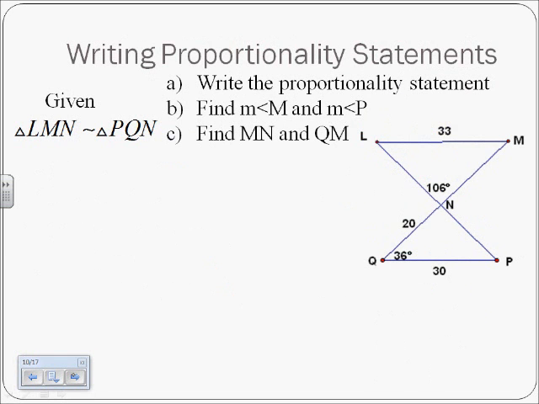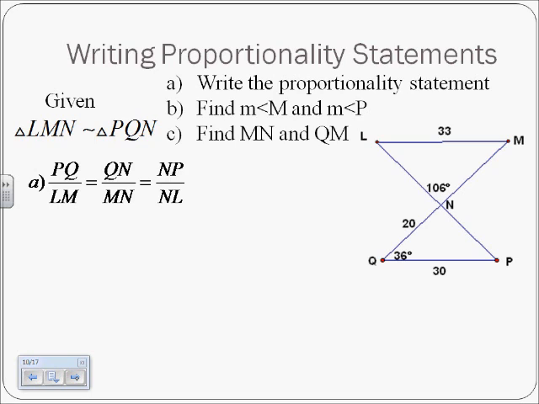Good. Similar type problem. Next one here. Write a proportionality statement, find the measures of M and P, and then find the length of MN and QM. Proportionality statement, the triangles: PQ over LM is equal to QN over MN, and NP over NL.